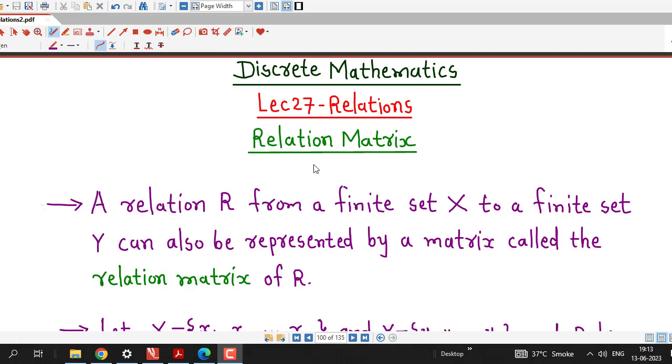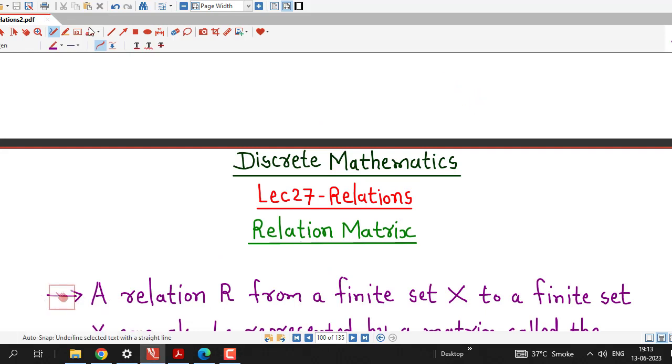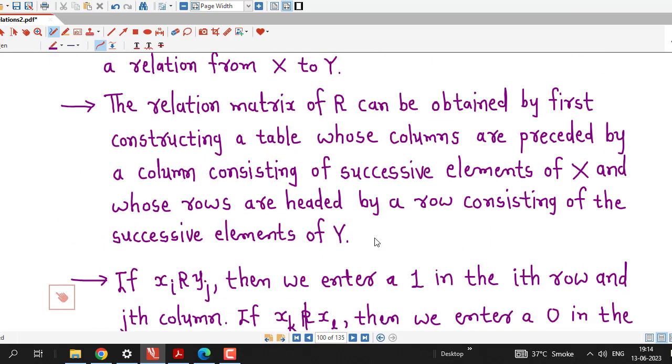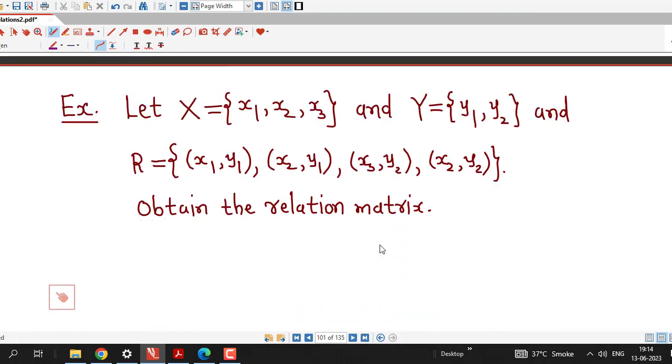In this lecture we are going to discuss another representation of a relation, which is known as relation matrix. In earlier lectures we have seen how we can obtain the graph of a relation and how we can represent a relation using its graph. Here we are going to discuss another type of representation, which is nothing but the matrix of a relation, or relation matrix. We will see how we can represent a given relation as a matrix. For that, first we discuss one example and then we will see the definition of relation matrix.